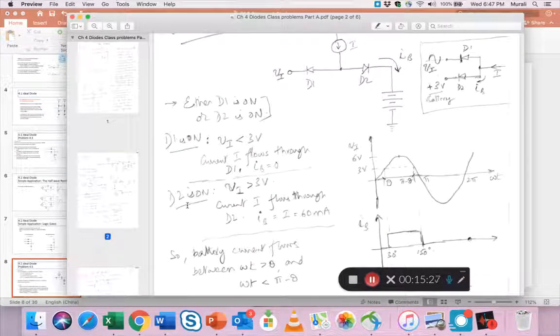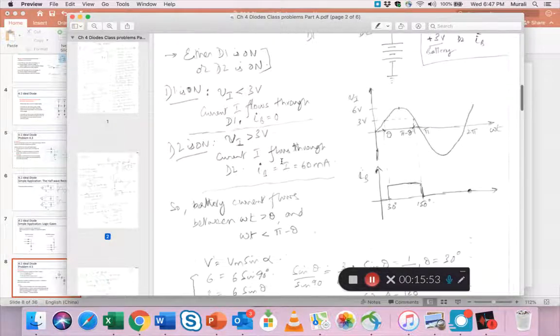Next, consider D2 is on. When is D2 on? When Vi is greater than 3 volts, D2 becomes on. Now current I flows through D2, and current I is nothing but IB, which is 60 milliamps. These conditions you can check strictly based on the rules that I just showed you in the previous example.